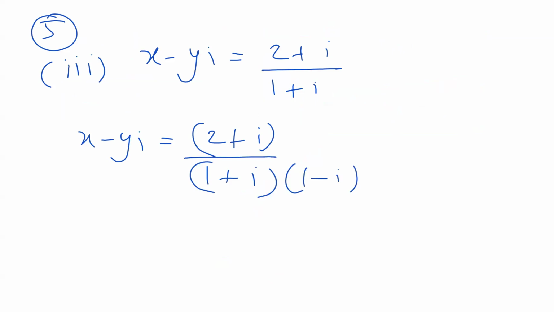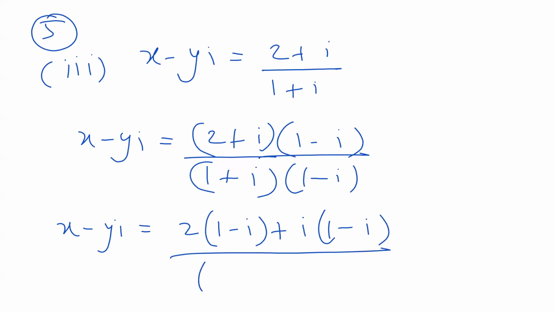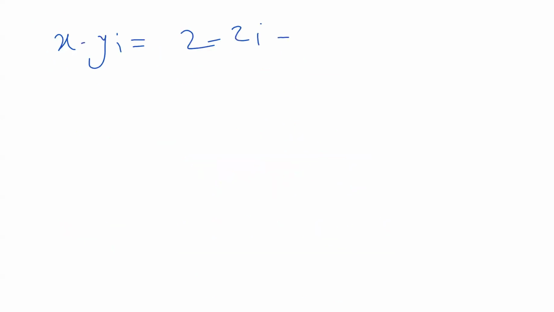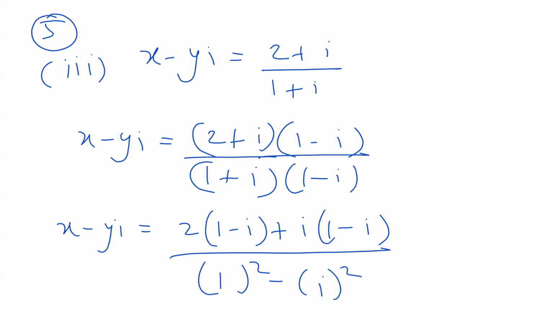Multiply and divide with the conjugate of the denominator, 1 minus i, on the right hand side. x minus yi is equal to 2 into 1 minus i plus i into 1 minus i. Down it will be a square minus b square. So x minus yi is equal to 2 minus 2i plus i minus i square, and down it will be 1 minus i square.